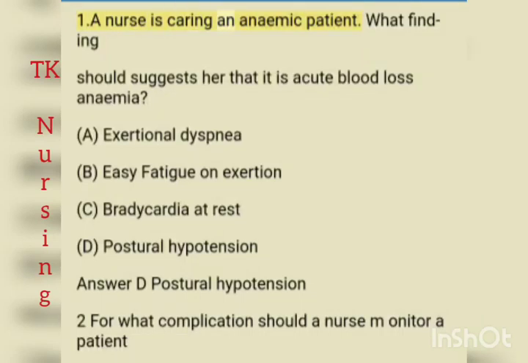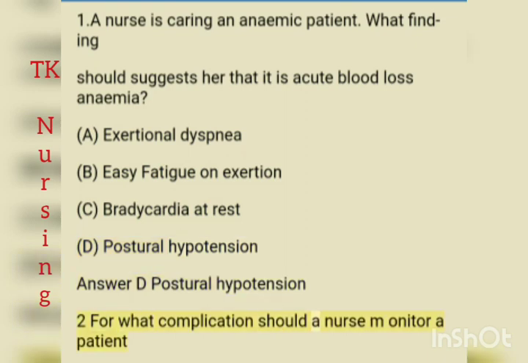1. A nurse is caring for an anemic patient. What finding should suggest to her that it is acute blood loss anemia? A. Exertional dyspnea. B. Easy fatigue on exertion. C. Bradycardia at rest. D. Postural hypotension. Answer D. Postural hypotension.